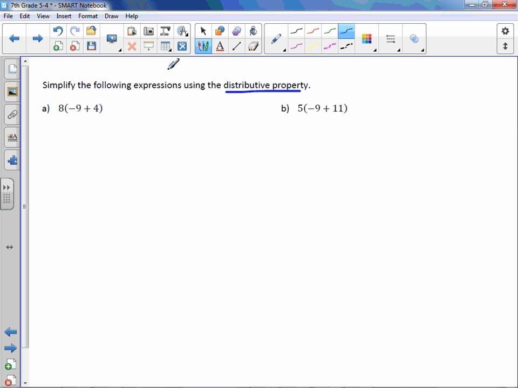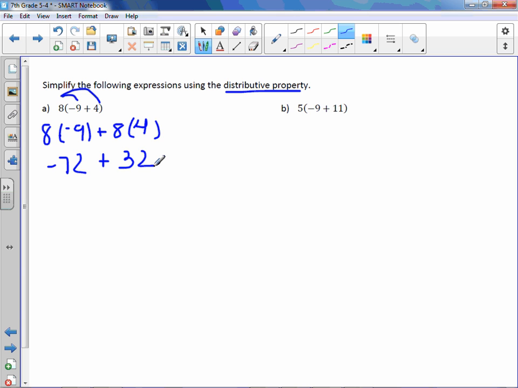So the distributive property means I'm going to take what's on the outside of the parentheses and distribute it to what's on the inside. So what I'm really doing is 8 times negative 9 plus 8 times 4. And I'm actually going to switch these to parentheses to make it look a little neater. Well, 8 times negative 9 is negative 72 plus 8 times 4 is positive 32. And then simplify from here.